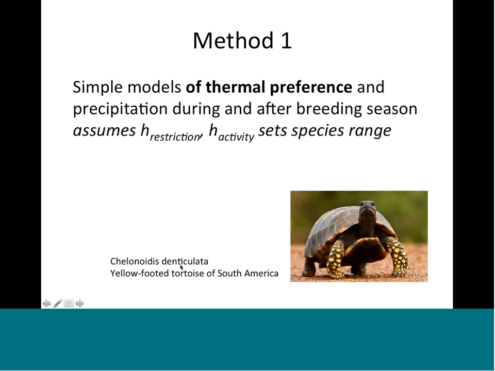So Chelonoidis denticulata, the yellow-footed tortoise of South America, is one of these species that's pretty iconic. It's found throughout the Amazon, so it's actually restricted largely to the tropical forests. And what we found is that Chelonoidis denticulata is a forest thermoconformer. What that means is that it has a much lower body temperature than its congener, Chelonoidis carbonaria, that is a heliotherm. And I'm going to use those terms throughout the rest of this talk.